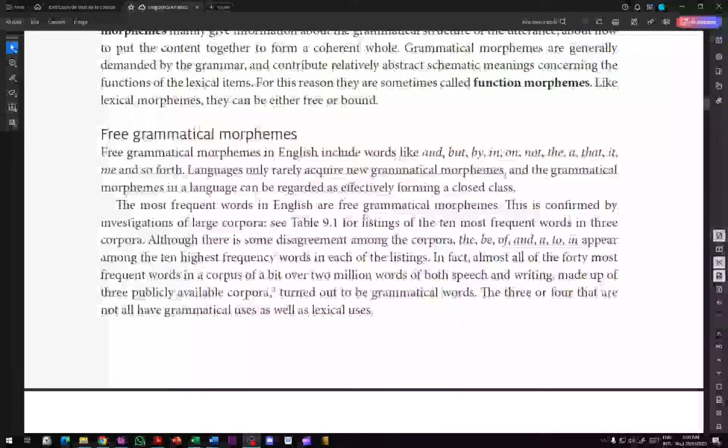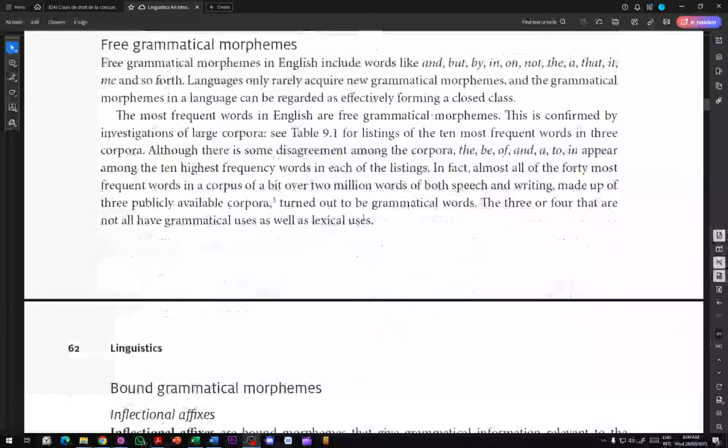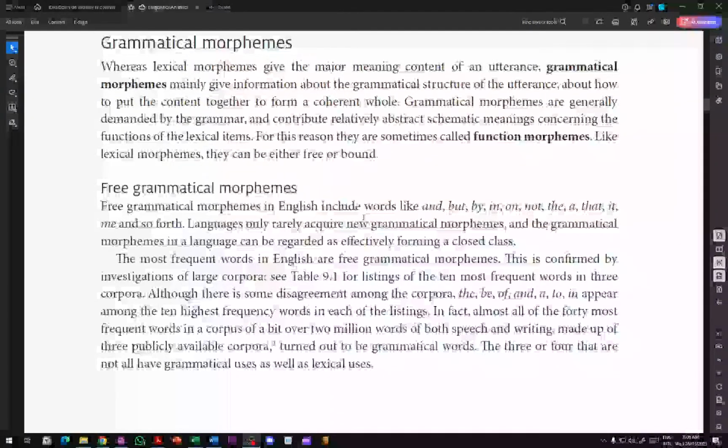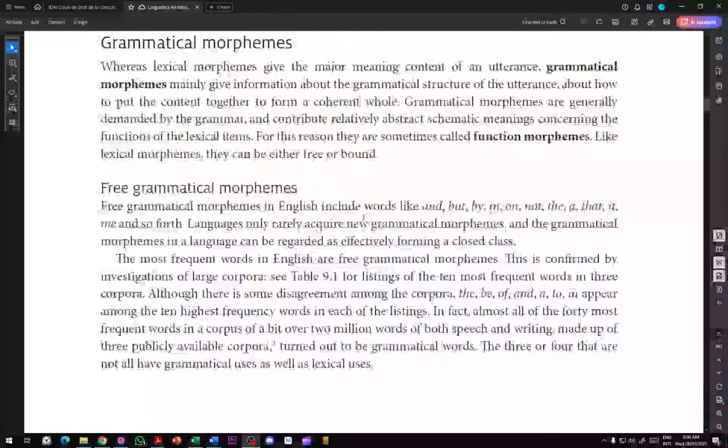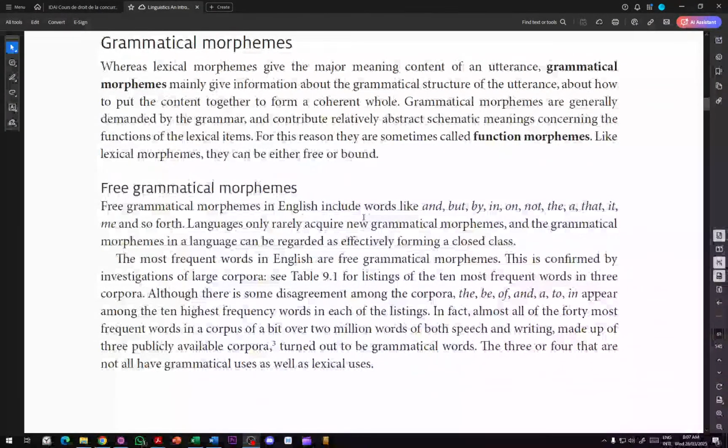Okay, we've got free grammatical morphemes. Free grammatical morphemes in English include words like and, but, by, in, on, not, that, it, me, and so forth. Languages only rarely acquire new grammatical morphemes, and the grammatical morphemes in a language can be regarded as effectively forming a closed class.